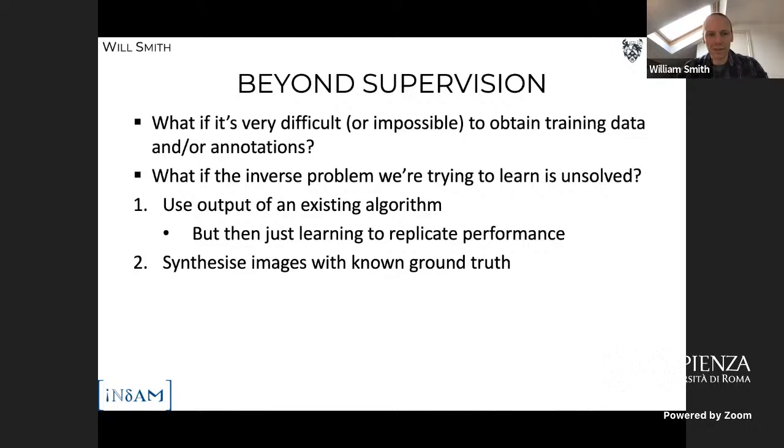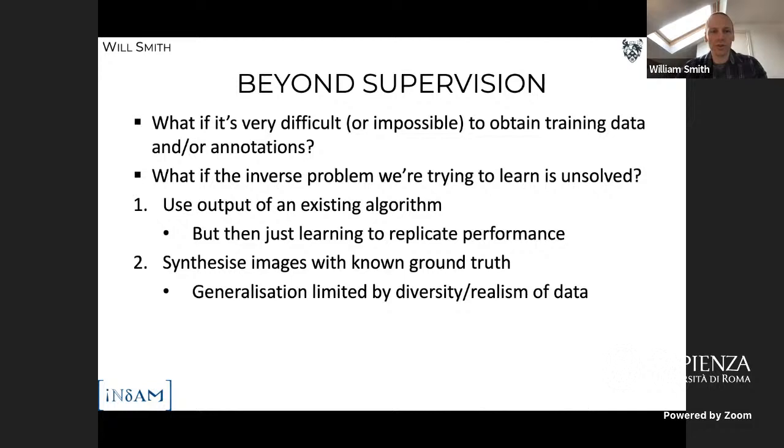If you can synthesize very realistic images, then this is a good direction. And Ron talked about doing this for faces earlier. But the generalization of your learned solution is going to be limited by how diverse and realistic the training data that you can synthesize is.